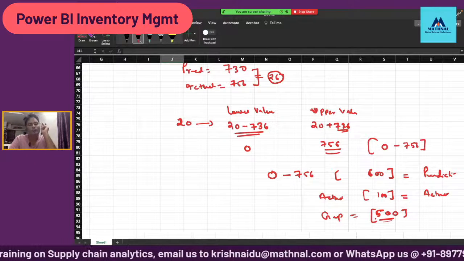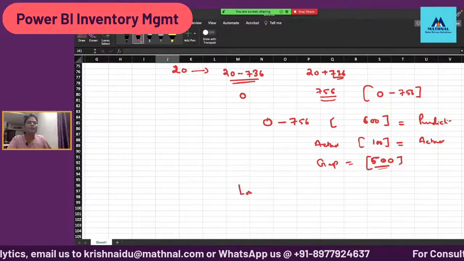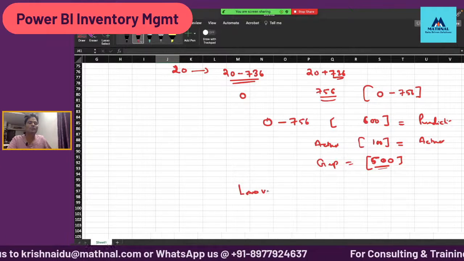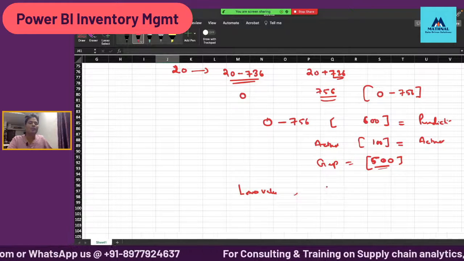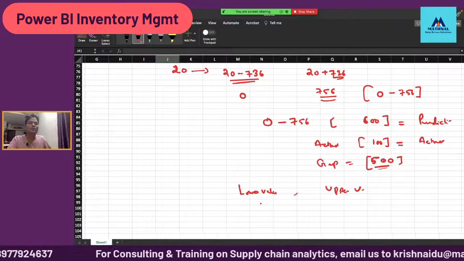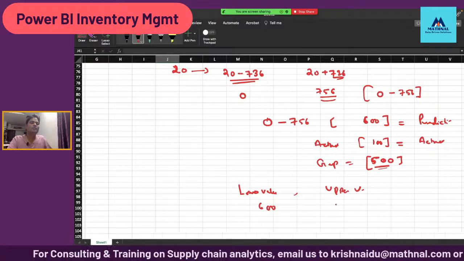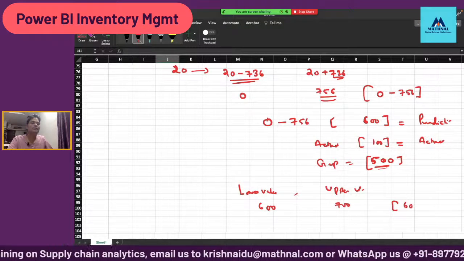If you want to have the minimum gap, what you need is that the range, the lower value range and the upper value range, has to be smaller. Suppose this is 600, this should be 700. What is the range now? 600 to 700.